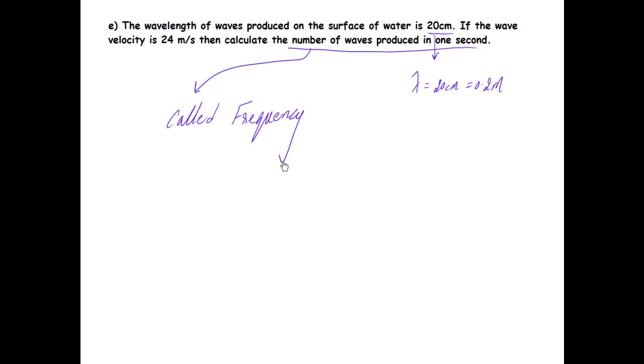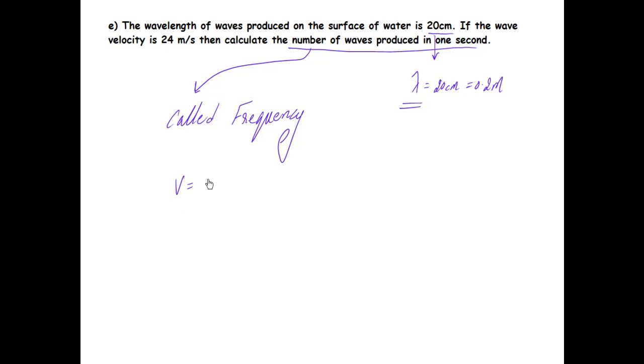The next question, the wavelength of waves produced on the surface of water is 20 centimeters. So if we work it out in SI unit, the wavelength will be 20 centimeters, that is 0.2 meters. If the wave velocity is 24 meters per second, then calculate the number of waves produced in 1 second. Now, number of waves produced in 1 second is called the frequency of the wave. So, what they are asking us to calculate is the frequency of the wave, and what we have been given is the wavelength, that is lambda, and the velocity, which is given as 24 meters per second.